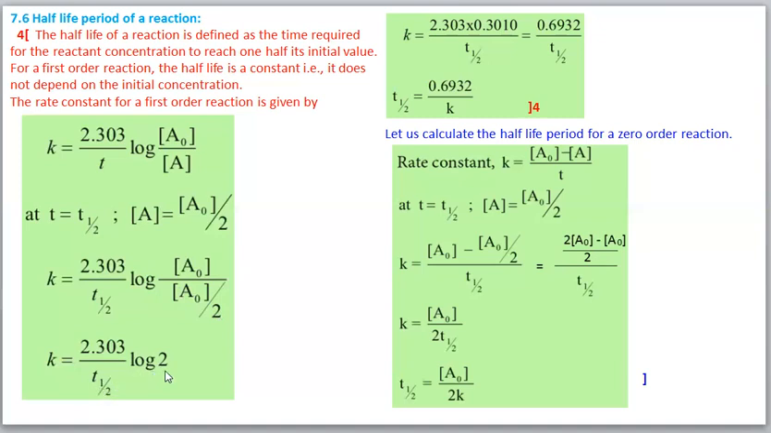The value of log 2 is 0.3010. You can substitute the value here. Then the multiplication of these two values, 2.303 and 0.3010, we will get 0.6932, divided by T half. So from this we can write T half is equal to this, K we can change here. So T half equals 0.6932 by K. This final expression you have to remember for solving problems.